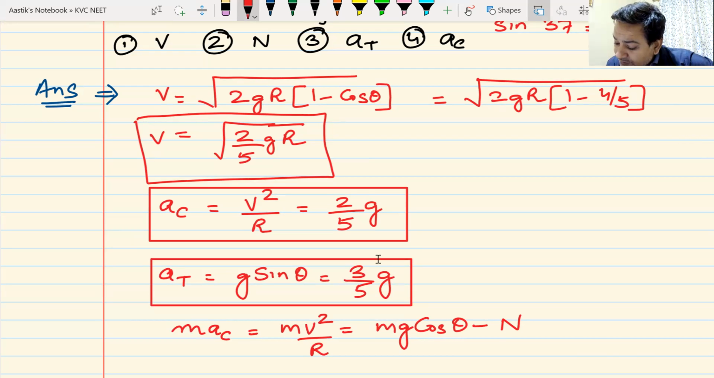So, m into v squared by r, m into ac. ac is 2 by 5 g. So m into ac becomes 2 by 5 mg. That will be equal to mg into cos theta. Cos theta is 4 by 5. So 4 by 5 mg minus N. From here, I can get the value of N, and the value of N will be coming as 2 by 5 mg.